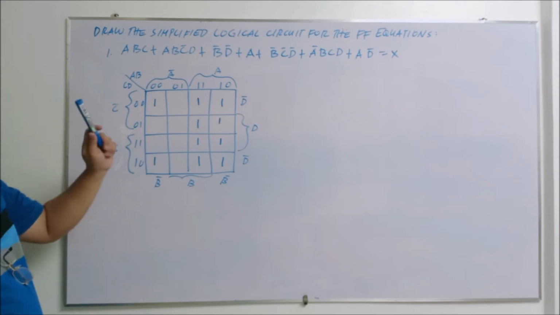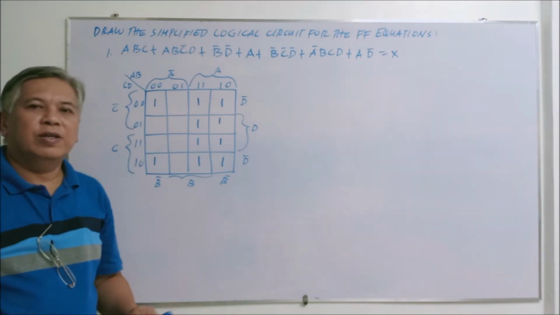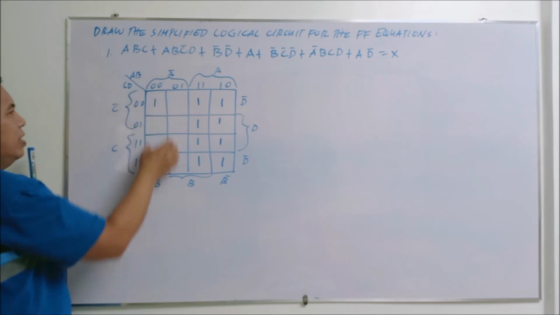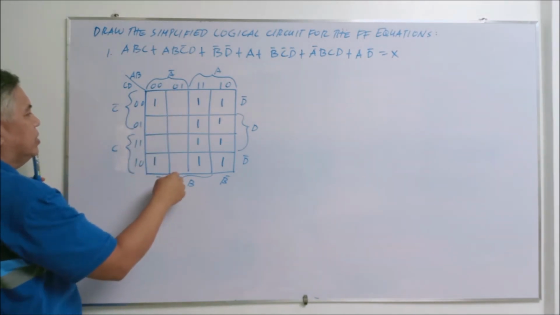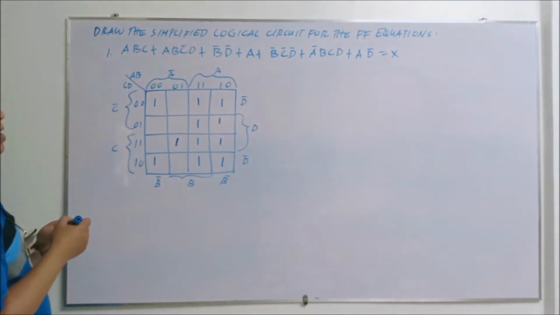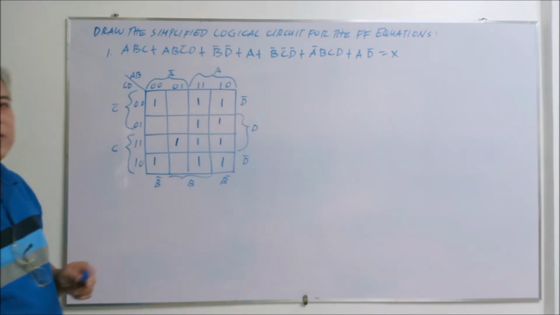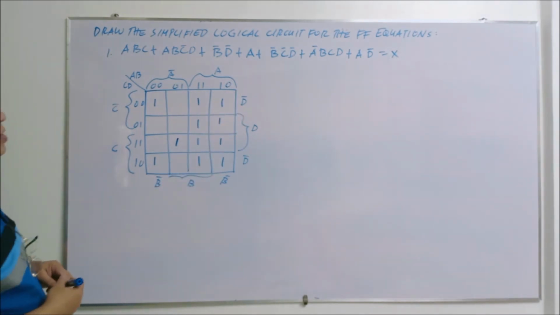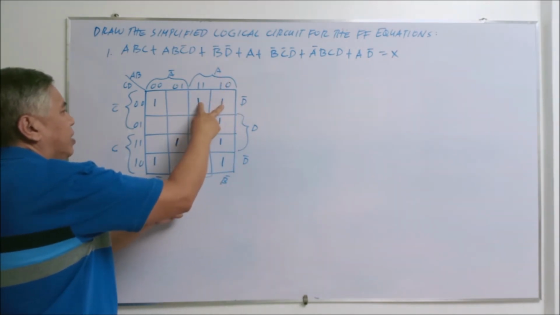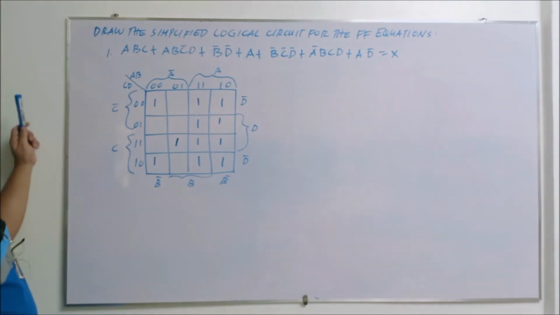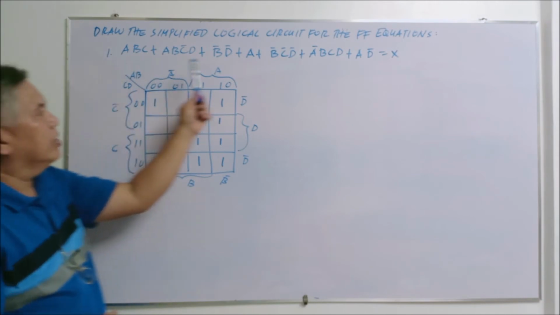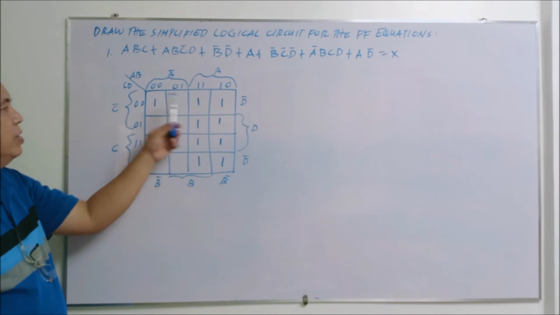Then we have A bar, B, C, D. That is a 4-variable term. That means 1 cell. So you have A bar, B, C, D, 1. So you put a 1 here. And then you have A, D bar. That is 4 adjacent cells. A, and then D bar. Where's D bar? This one. So you have this one and this one. You already have a 1 in that particular location. So we have already represented our equation in our map.